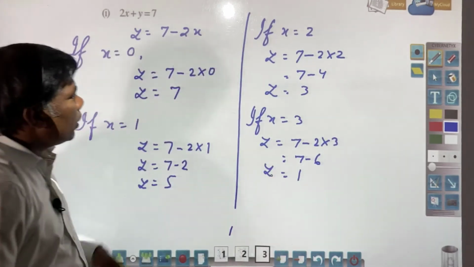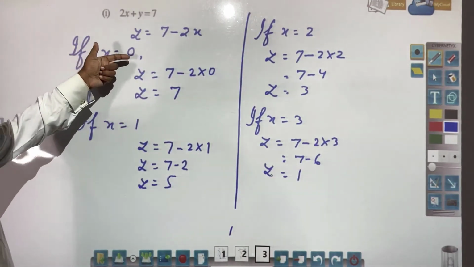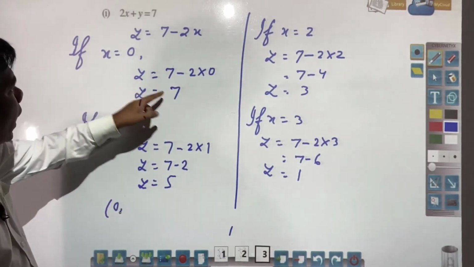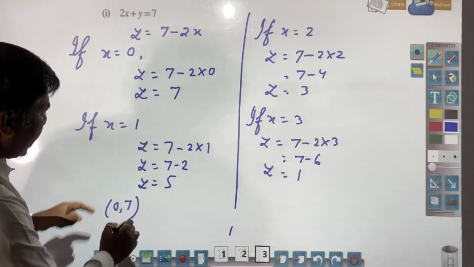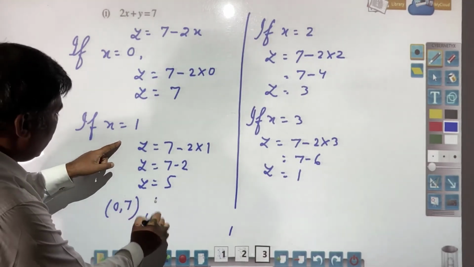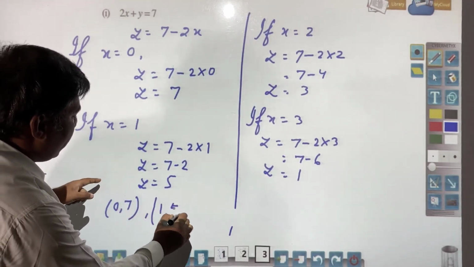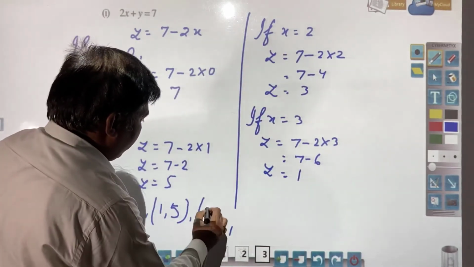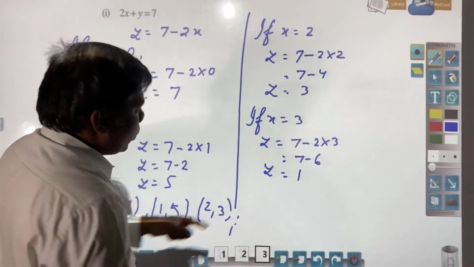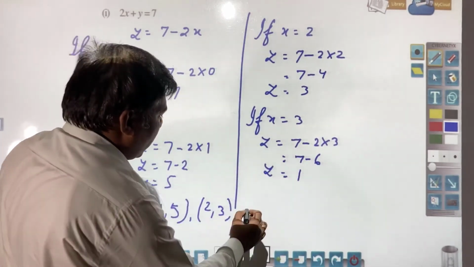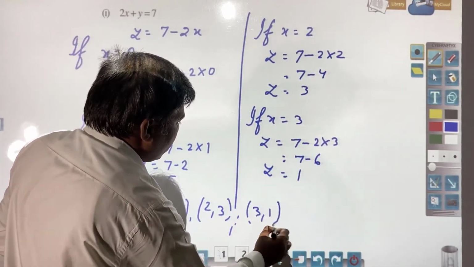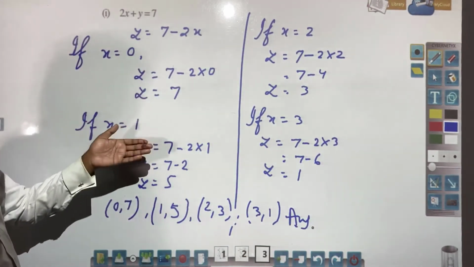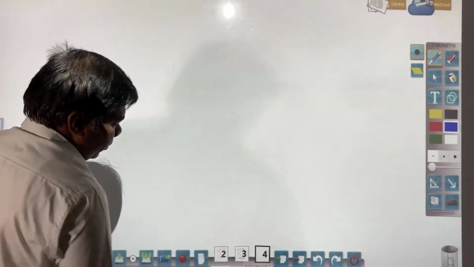So what you have got? First solution you have got 0 and 7. Second you have got 1 and 5. Third you have got 2 and 3. And fourth you have got 3 and 1. So this is your answer. So in this way, you need to find out the solution.